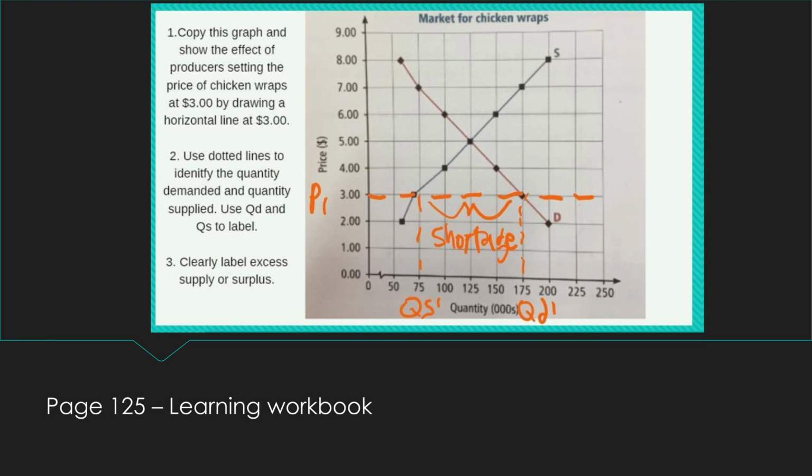So give it a go in your learning workbooks, page 125 to 126, and then there is another question there for you to practice as well.